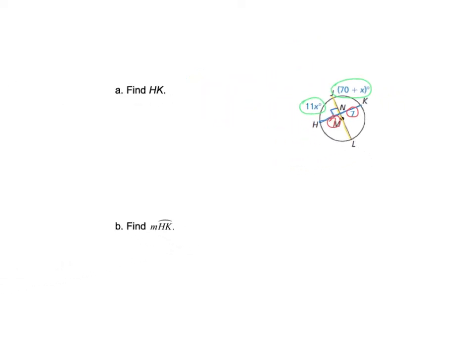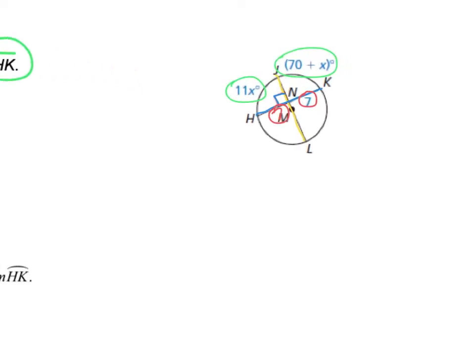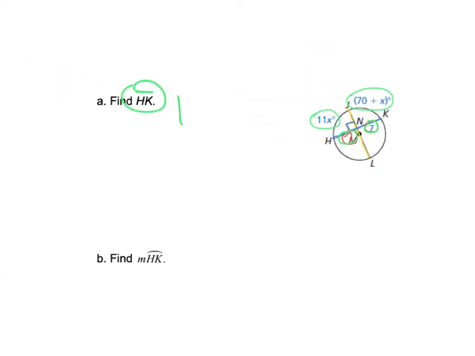So what are we asked to find over here? We want to find HK. Well, HK is the segment. It's a chord, okay? It's not an arc. It's a segment going from H to K. And I already showed you a little bit here. Since it's a diameter and a chord, it's bisected, so these two pieces are equal. So we'd have 7 and 7, which means HK is going to be 14.